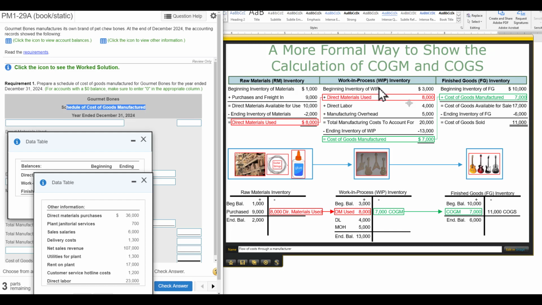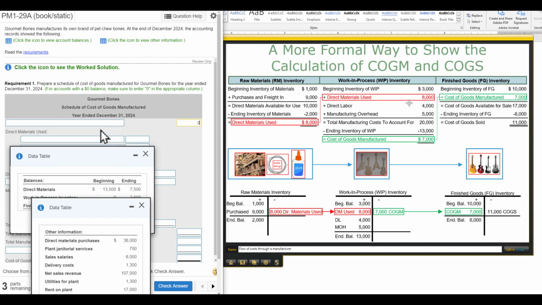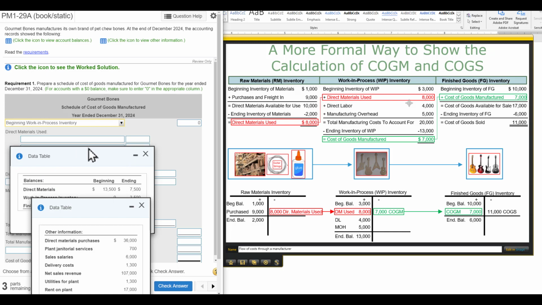So we're going to start with beginning work in process inventory. Work in process inventory began with 0. How do I know that? I'm getting it from here. Beginning, ending, 0. Beginning work in process inventory.